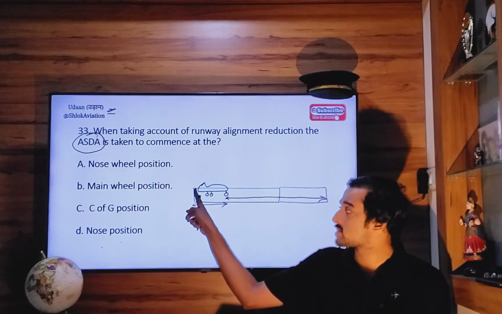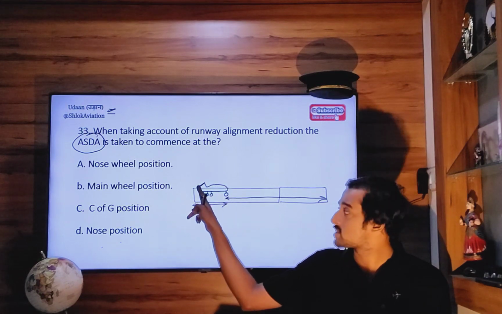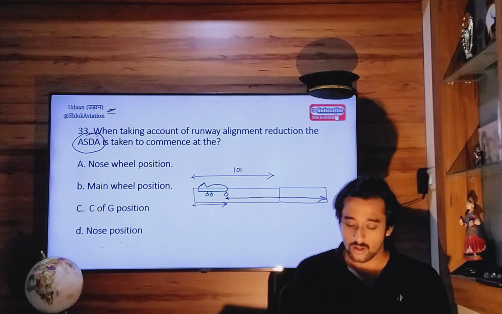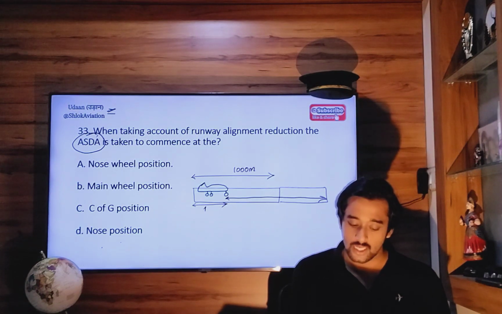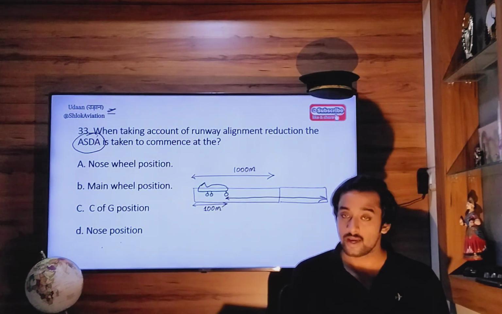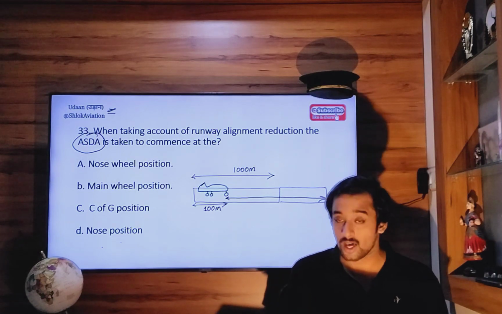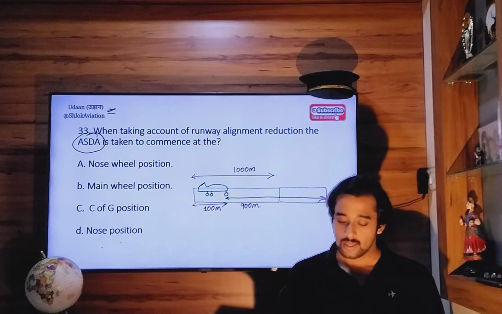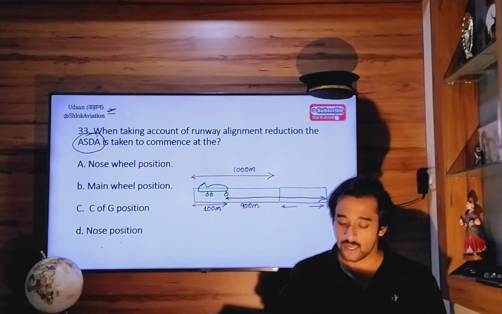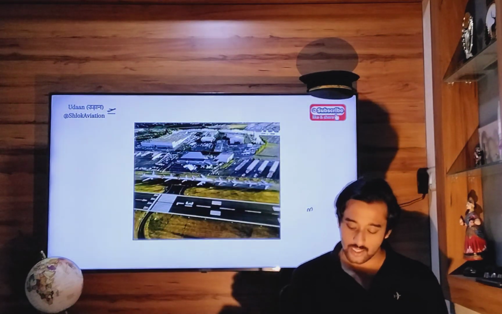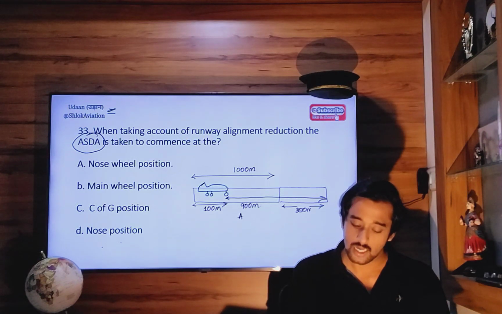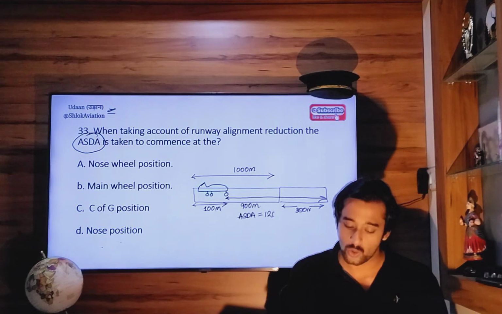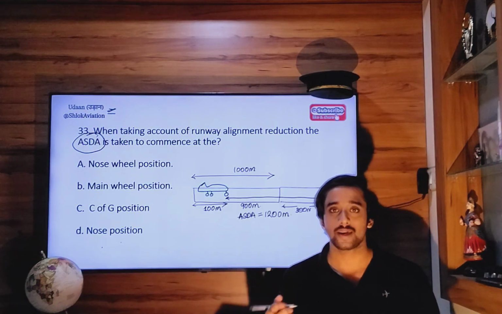If the entire distance, the total runway distance, is 1000 meter, you will have to eliminate, let's say, the initial 100 meter. So the remaining runway distance, the takeoff run available, is only 900 meter. Let's say stopway distance is another 300 meter. So what is accelerate stop distance available in this case? It is 900 plus 300, which is 1200. So this is more accurate.